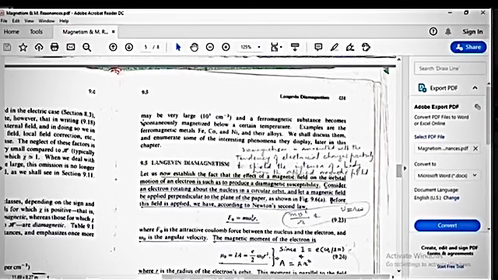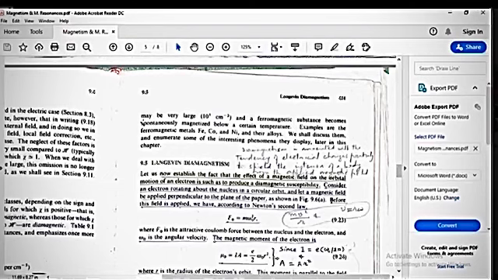Okay, let us now first take up the diamagnetic substances and discuss their magnetism. Langevin was the scientist who discussed and analyzed these substances, and he came up with an equation which we will call the Langevin diamagnetic equation. So let us now discuss Langevin diamagnetism.